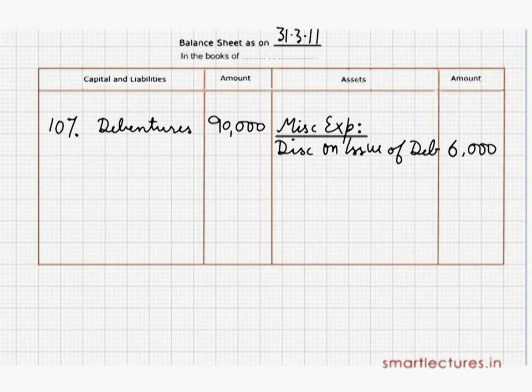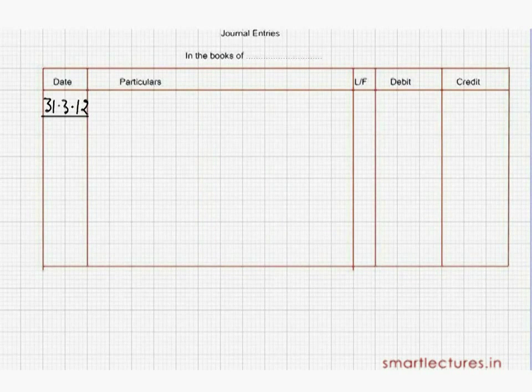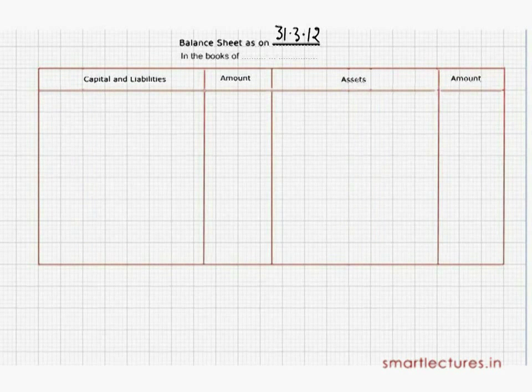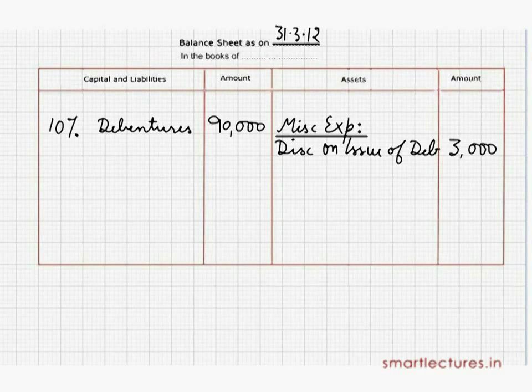Now we'll do the journal entry on 31st March 2012. We have to write off discount account. So profit and loss account debit to discount on issue of debentures account, that will be 3,000 rupees. And the balance sheet will be 10% debentures, still the same amount, 90,000 rupees. But discount on issue of debentures on asset side will be only rupees 3,000. Because last year it was 6,000 and today we have written off 3,000. And the balance is only rupees 3,000.